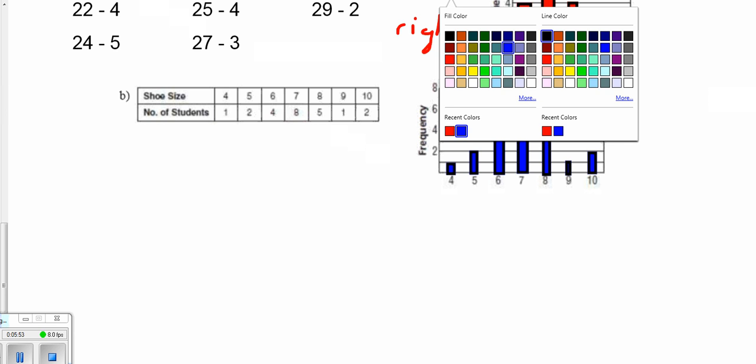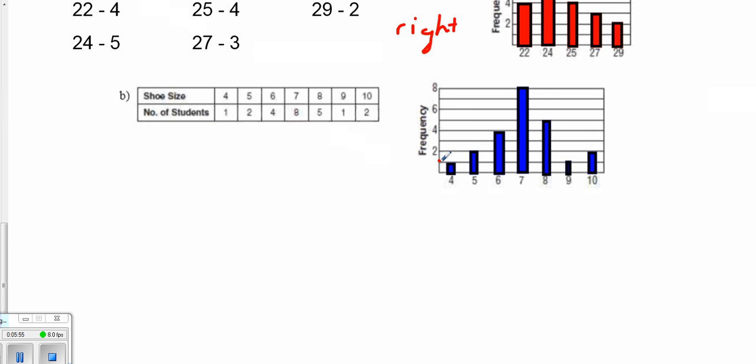It almost makes that perfect bell shape that we were looking at before, just a little bit off. So this one we would say is normal. It's not going to be skewed to the left or to the right.